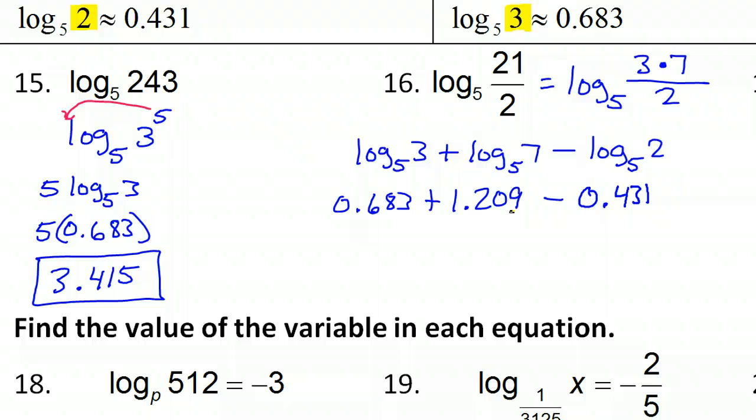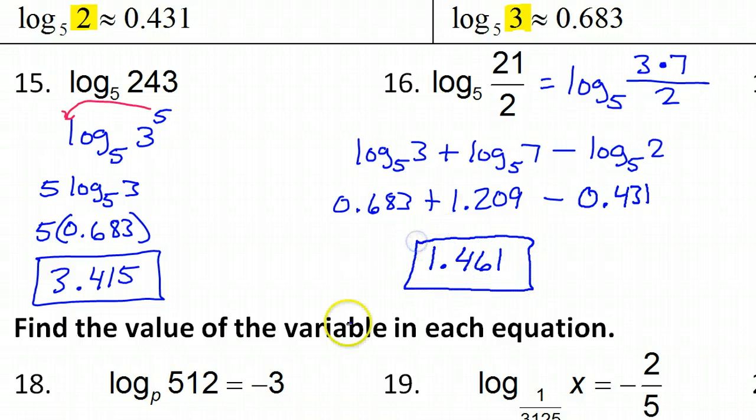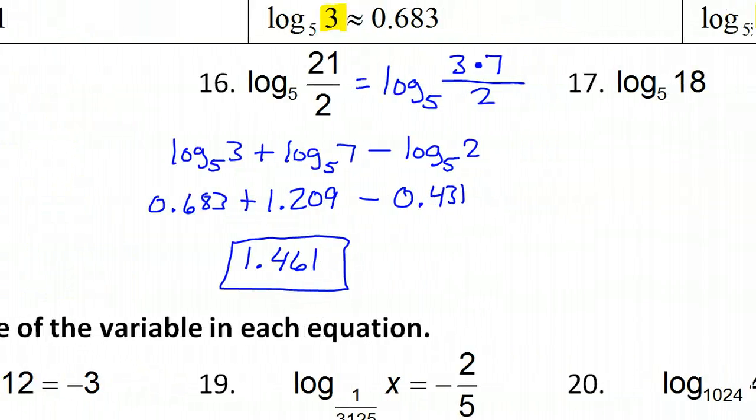So 0.683 plus 1.209 equals, and then minus 0.431. So the final answer is 1.461. Okay, genius.